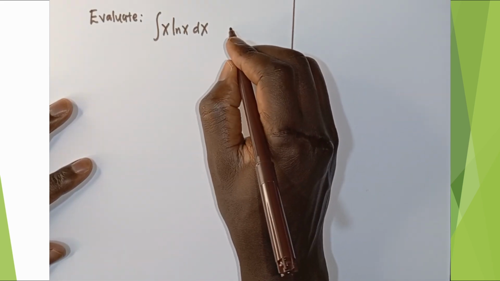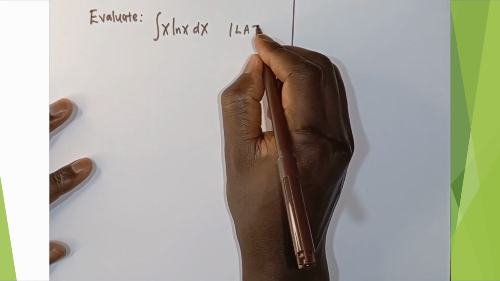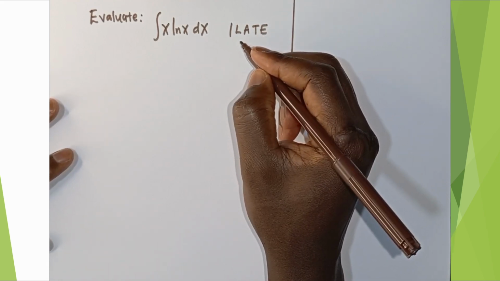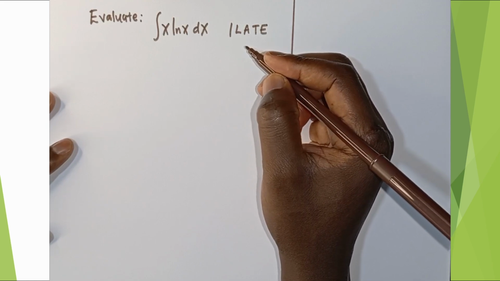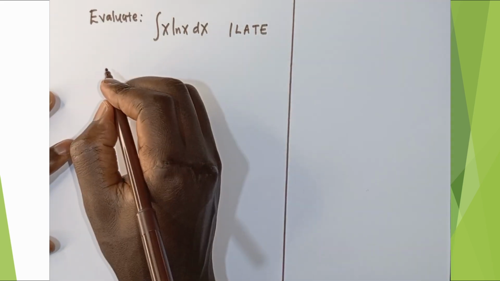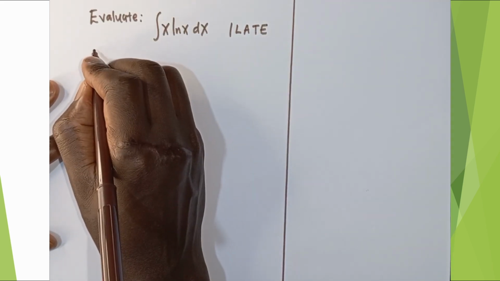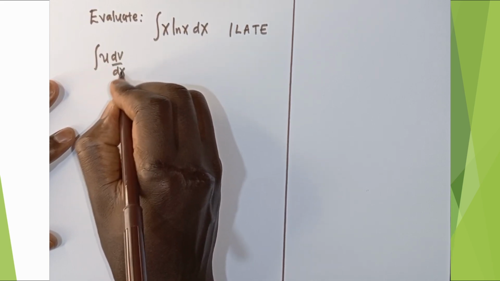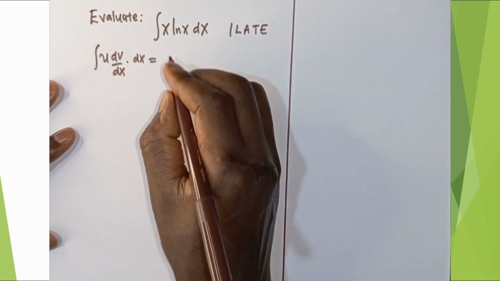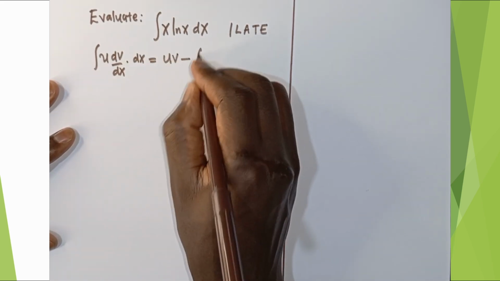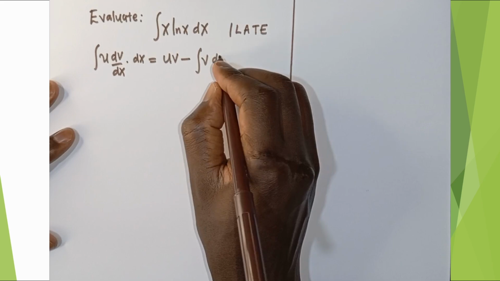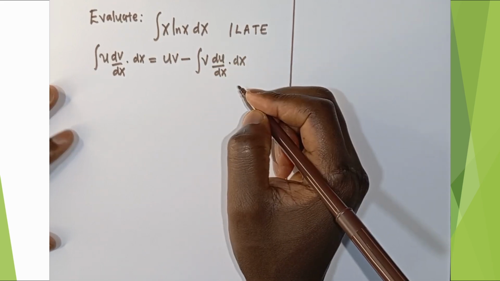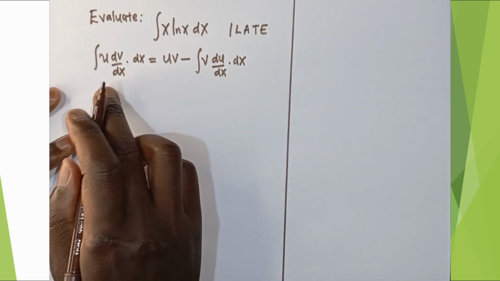Integration by parts gives us what we call the ILATE rule. It is a mnemonic that helps us to simplify integrating by parts. For example, integration by parts tells us that if you have the integral of u dv/dx dx, it is actually uv minus the integral of v du/dx dx. Now, this is what we call integration by parts.